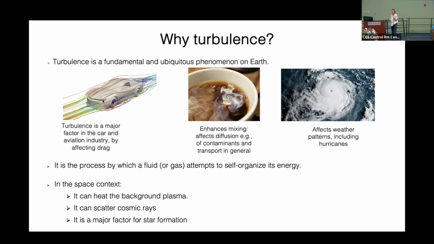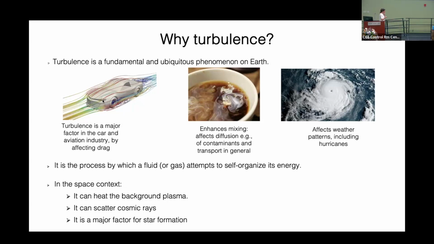I have here some examples, okay? So turbulence is a major factor in the current aviation industry, for example. That's because when you have an object moving through air, you create a turbulent boundary around the object, which increases drag. And so engineers study the best shapes that allow the flow to streamline as smoothly as possible around the object to reduce this drag.